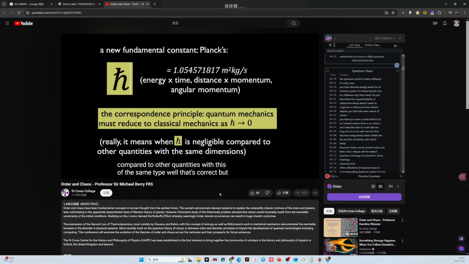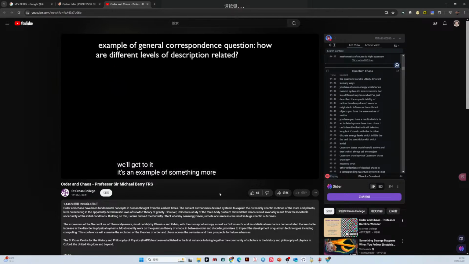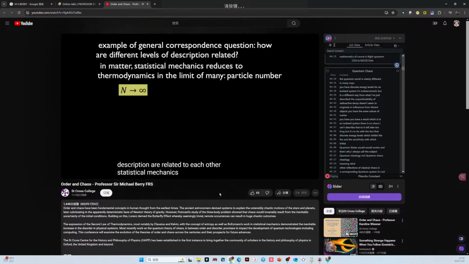Well, that's correct, but it conceals a lot more than it reveals, for a reason which is my central point. I'll get to it. It's an example of something more general, how different levels of description are related to each other. Statistical mechanics of matter reduces to thermodynamics in the limit of many, that's the particle number. Philip Anderson beautifully wrote about this. More is different. All kinds of difficulties arise with that limit.